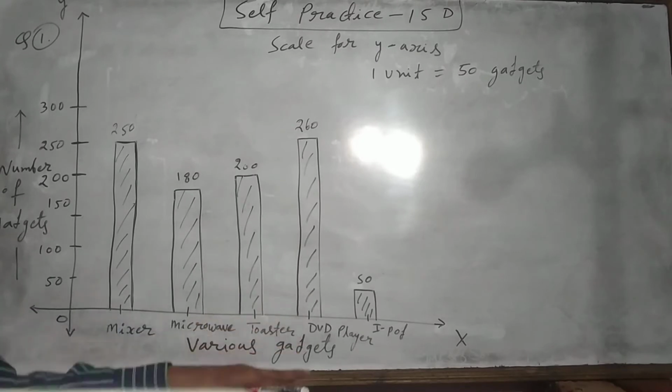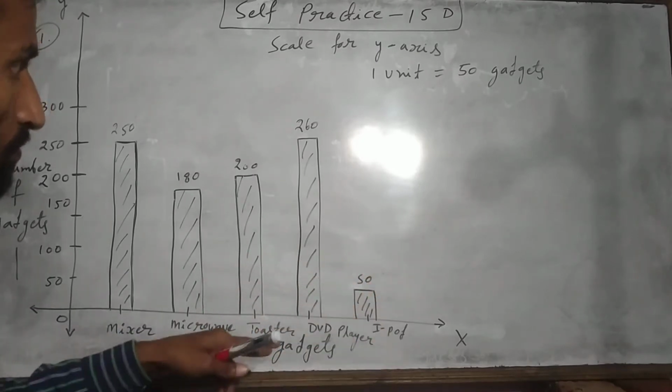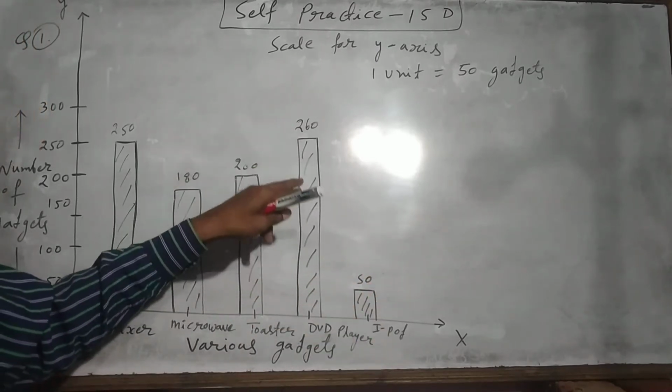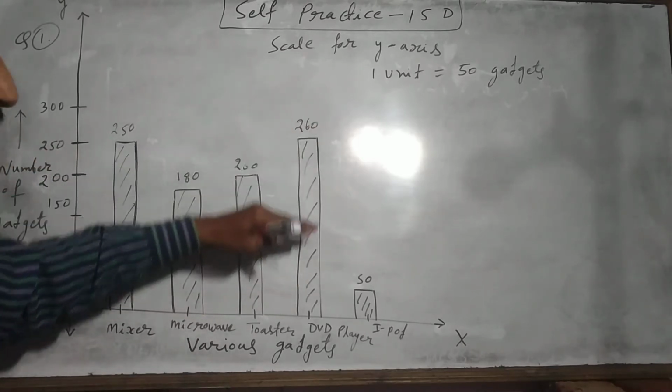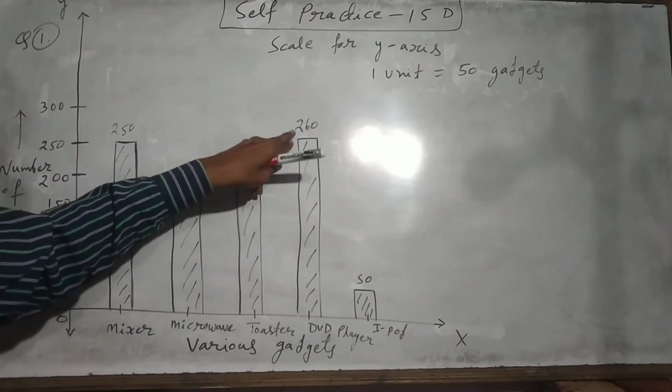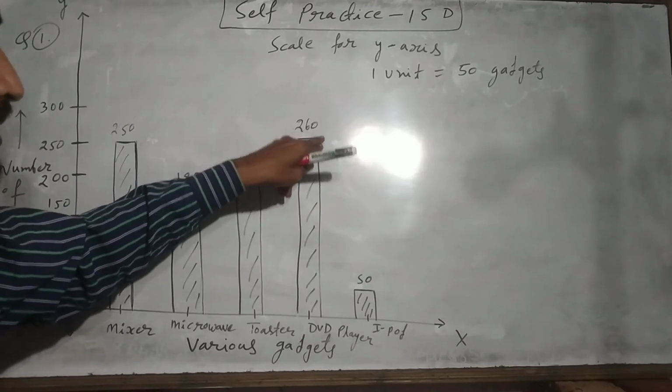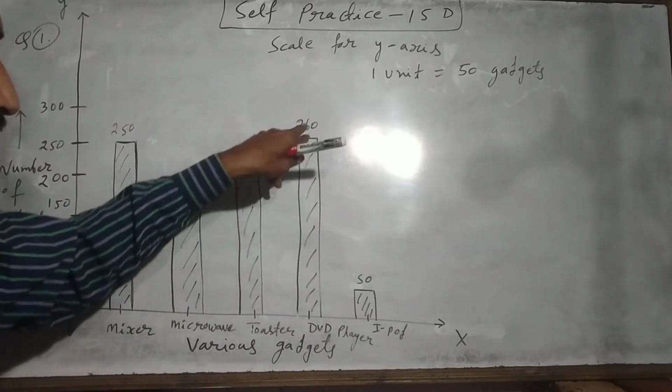After that, the next one is DVD. DVD player, that is 260. 260 means above 250, just above 250. So from here go up to 260, then close here and make the design at 260.